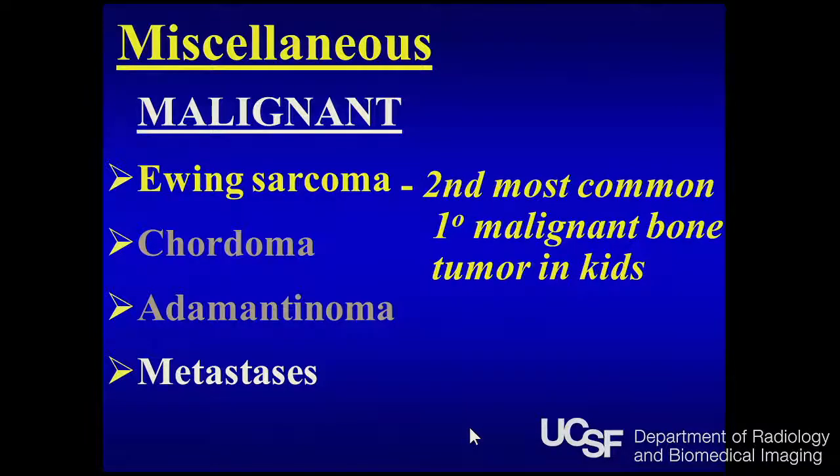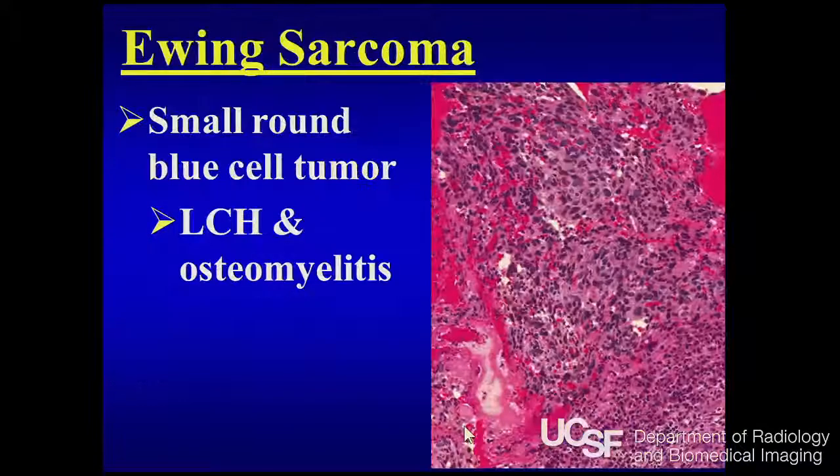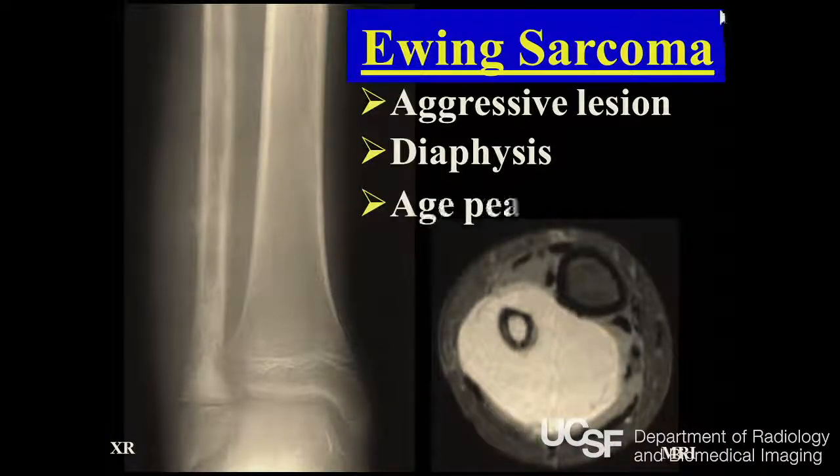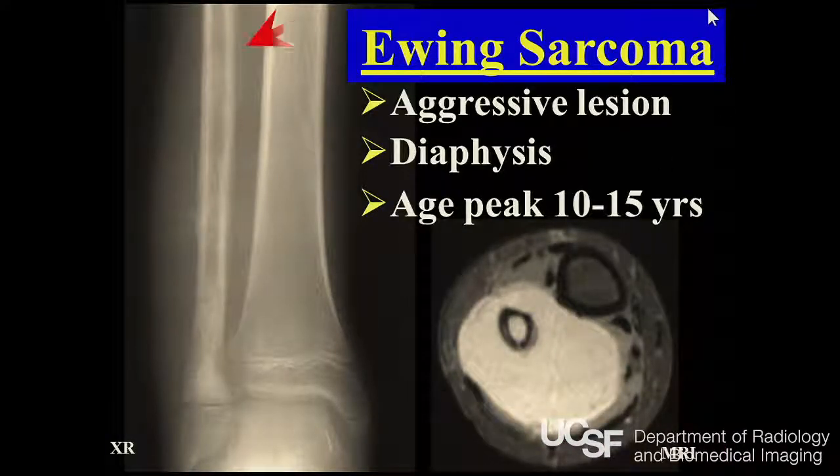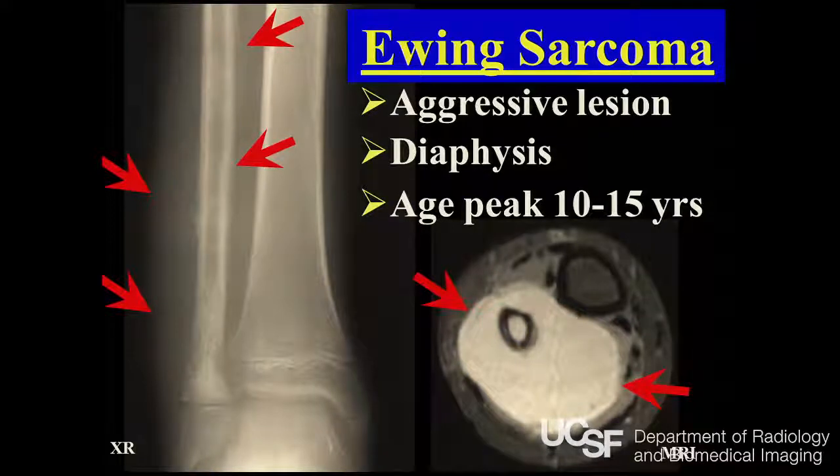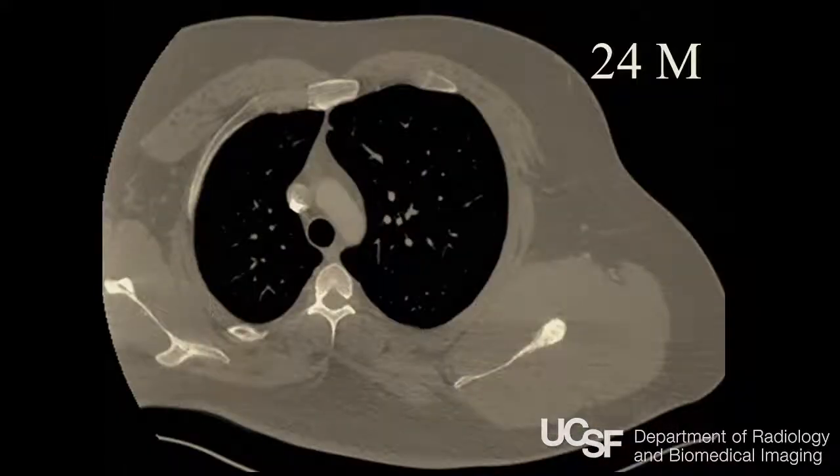Moving on to Ewing sarcoma, the second most common primary malignant tumor of bone in kids. It's one of those small round blue cell tumors like LCH and osteomyelitis. Of course, it's an aggressive lesion, and when it affects long bones, it affects the diaphysis and has an age peak of 10 to 15 years with a large adjacent soft tissue mass, as you can see here. But what about this case?